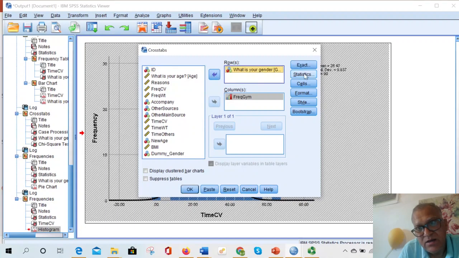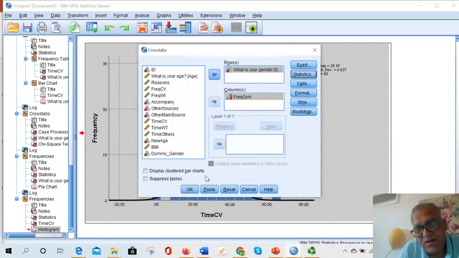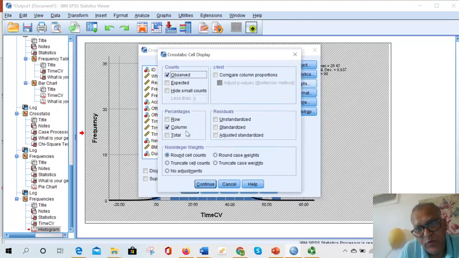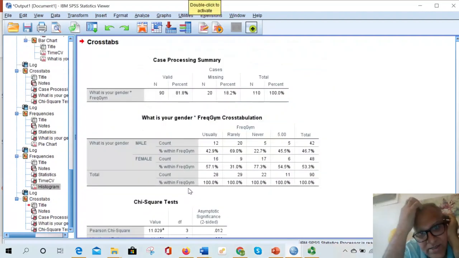And then statistics, we need chi-square, so choose the chi-square test. Cells, we want percentage by column, we do that. I don't think we need anything else, and we click OK. So here's the result. It shows us there are groups for frequency of gym: usually, rarely, never, or always. 5 we have not coded, that should be coded.